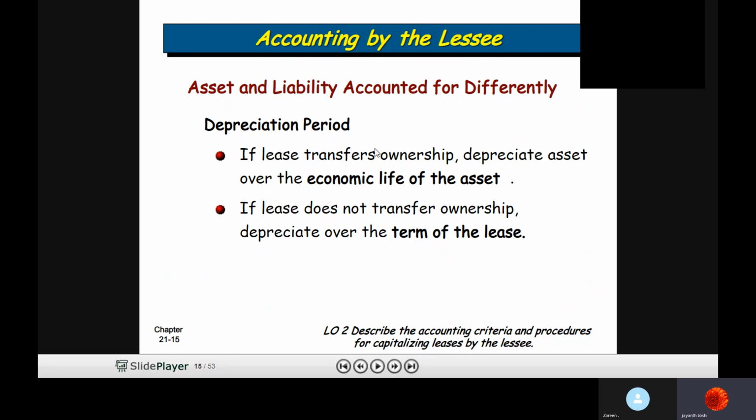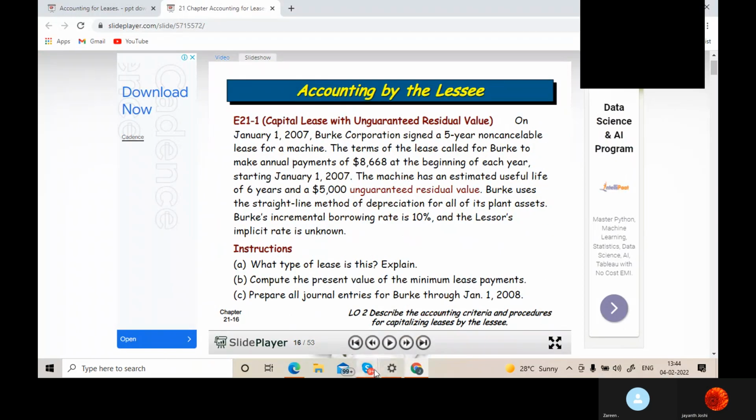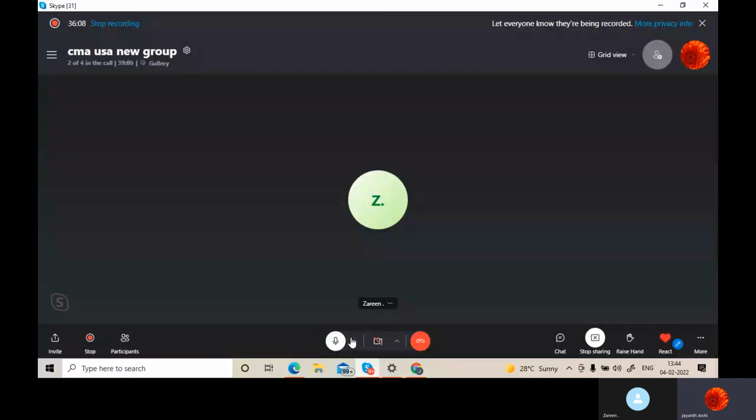Depreciation period. If the lease transfers ownership, that means if there is a purchase option, then definitely the asset is going to be purchased by the lessee. So he can depreciate the asset over the economic life of the asset. If the lease does not transfer ownership, then you depreciate the asset over the term of the lease. If the lease term is for 10 years, that means you had an agreement for 10 years.